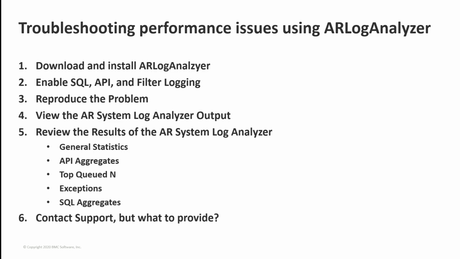And then you want to view the log analyzer output that I just showed you and try to make some sense of it. So some of the important things that you want to look at are the general statistics. It might tell you information about the threads, and it also helps you make sure that your logs are from the right time frame and that you have the right logs. And then really we'll start with the API aggregates and look for the longest APIs. You'll also want to look at the top queued in. Remember I showed you that can help you identify if perhaps you don't have enough threads configured.